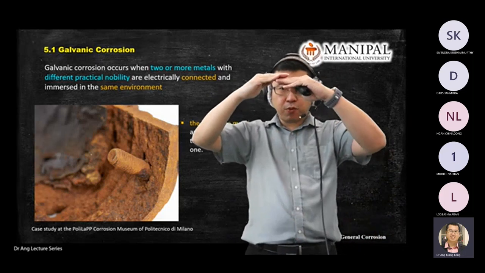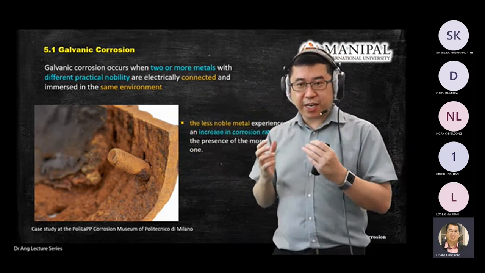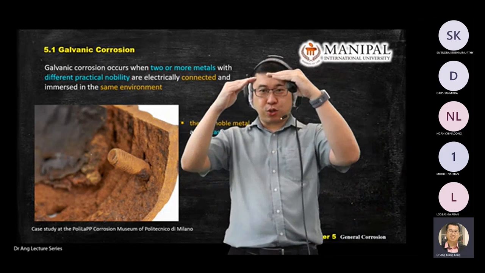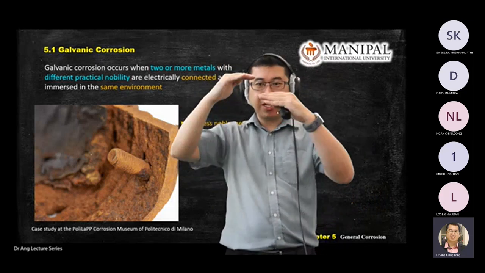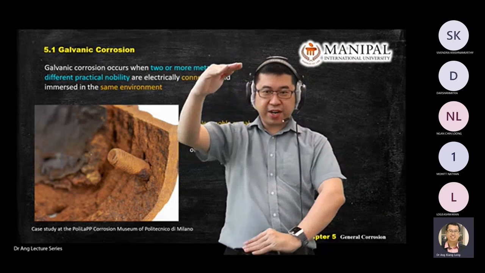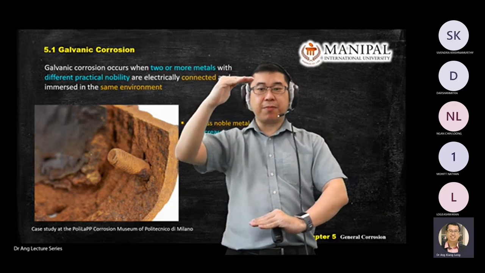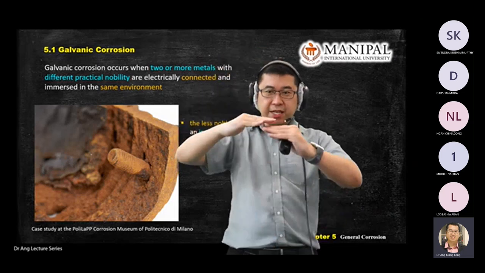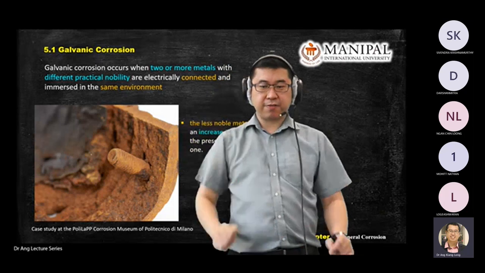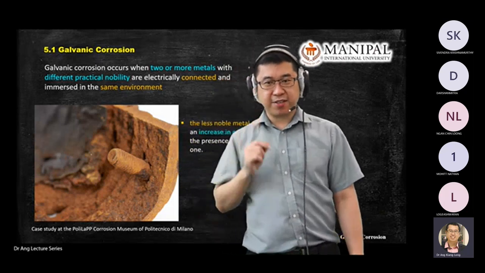So if you want to have very fast galvanic corrosion, you have two metals in the system with a very, very big difference in their nobilities. You have metal A, metal B, and their potential difference is very, very large. Then the corrosion rate, you can observe with the naked eye.